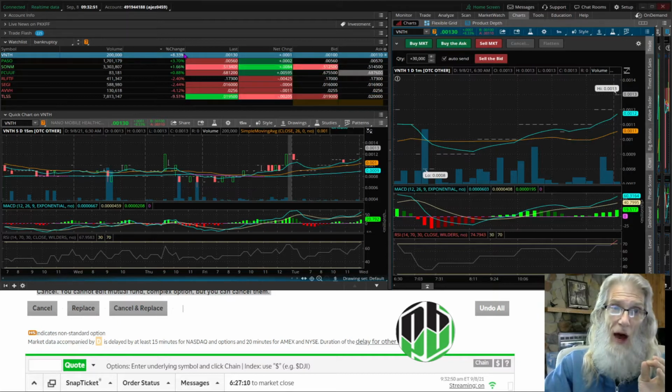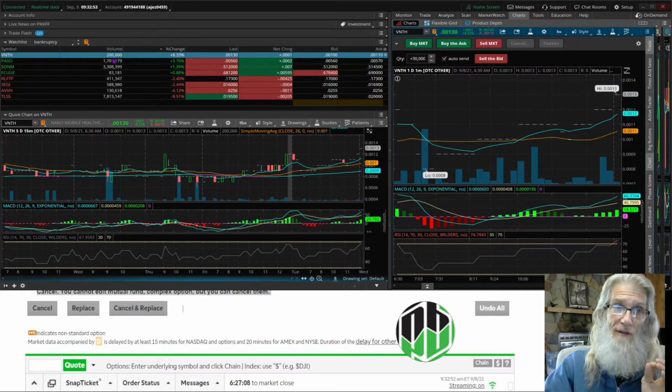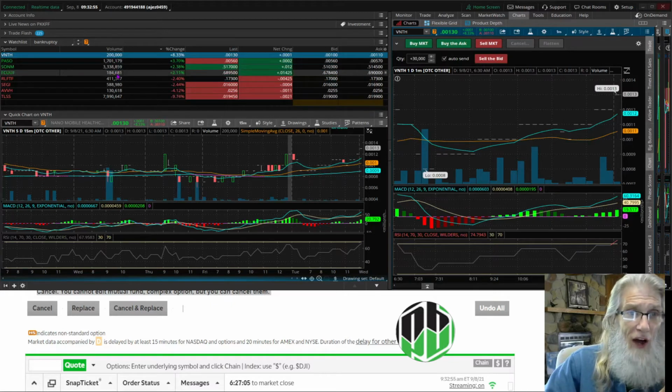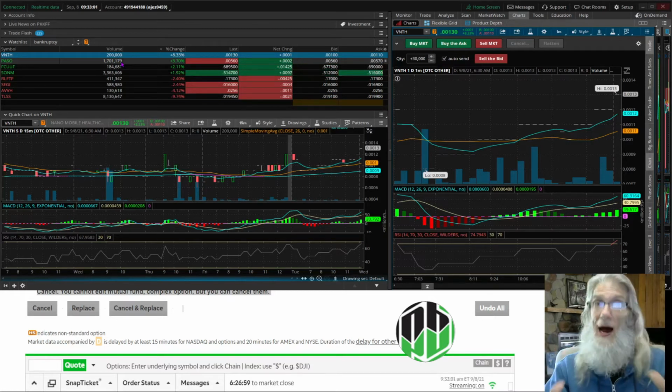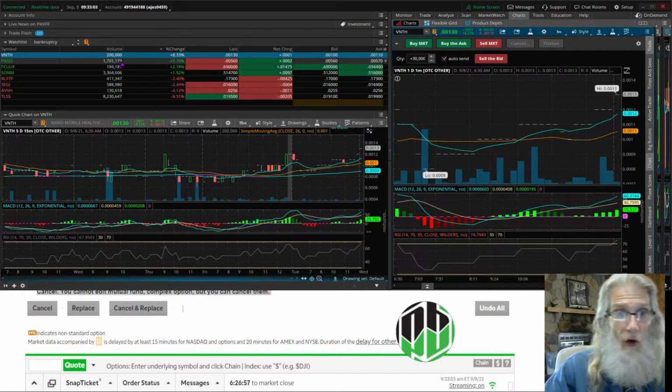So I went for the high change, but I wasn't paying attention to the volume. This one here has more volume. This one here has more volume. Volume normally means you're going to get a lot more price action. Not guaranteed, but that's the way it normally goes.